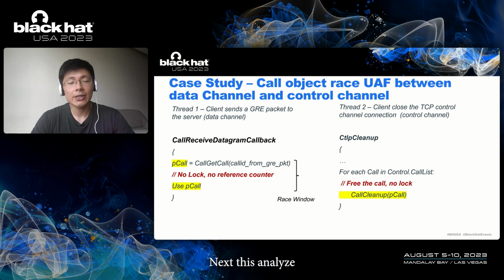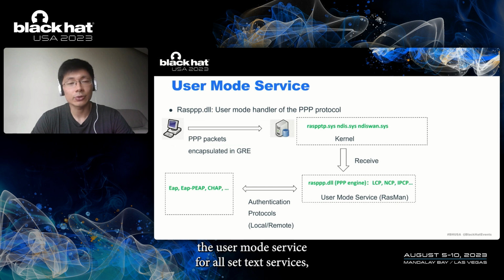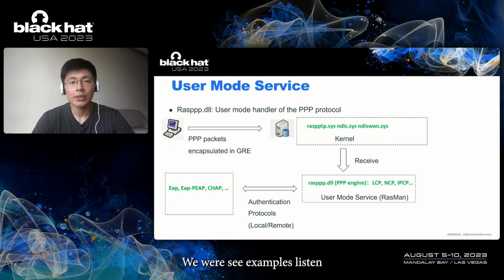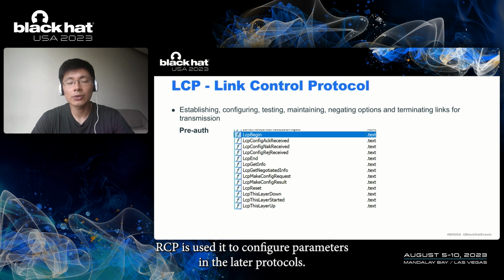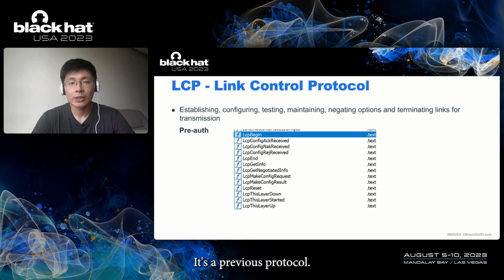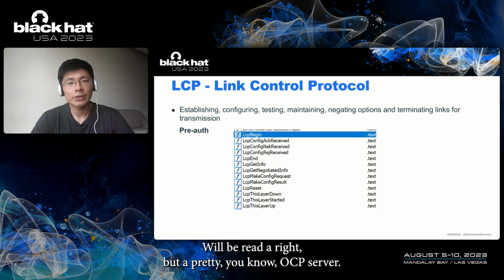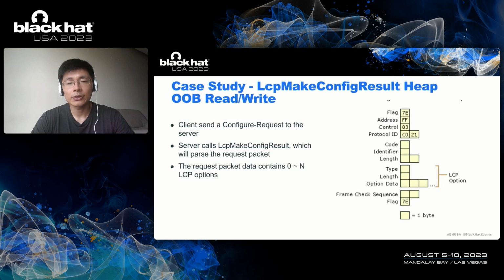Next, let's analyze user mode service pre-auth attack surfaces, including the PPP engine and authentication protocols. We will see examples for them. For PPP, we will use LCP as an example. LCP is used to configure parameters and later protocols in PPP. It's a pre-auth protocol. This is a heap buffer out-of-bounds read and write vulnerability in the LCP server.